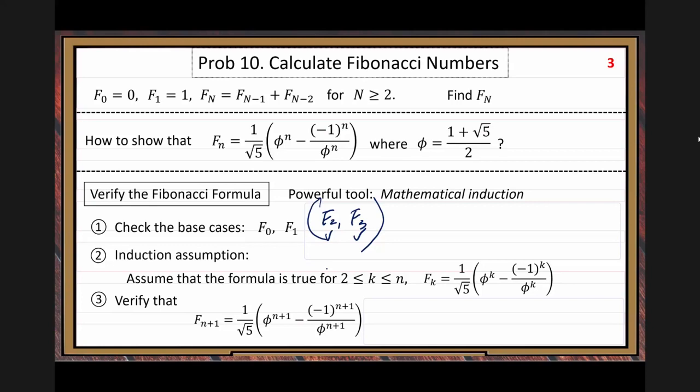But next time, when we come back, first I want to explain why this method makes sense. Why, following this procedure, we can prove the formula is correct for all non-negative n numbers. Then we do the verification. So let's stop right here. Next time we will finish.